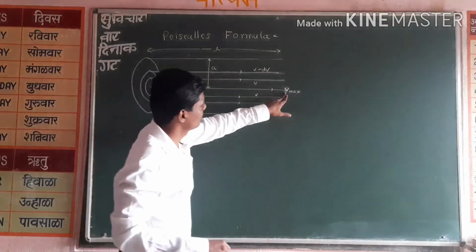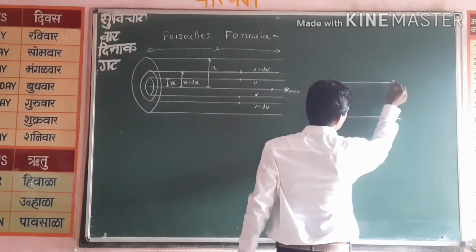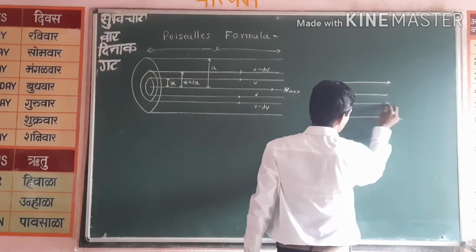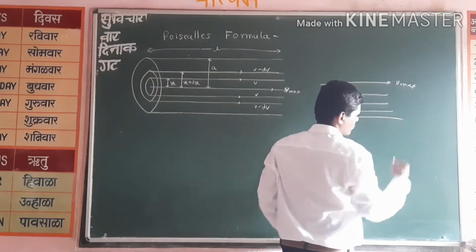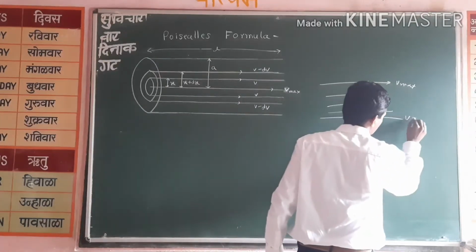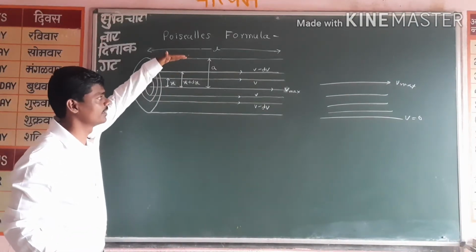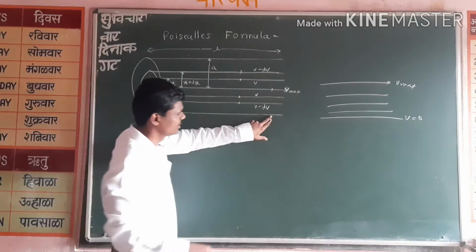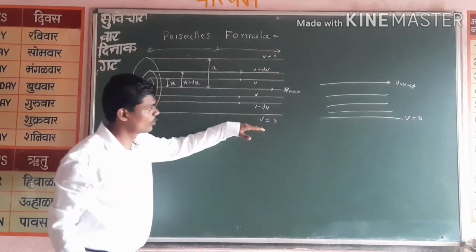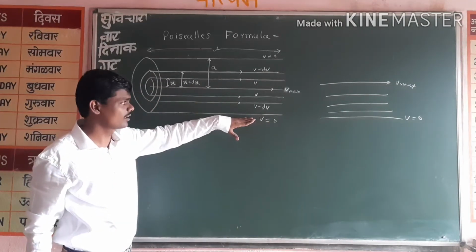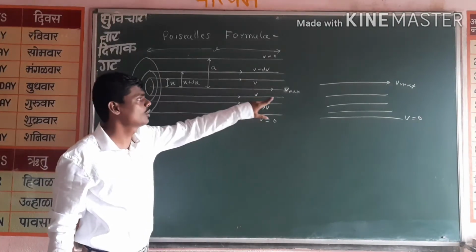Now here the velocity is maximum at the center. In the last lecture we have seen that the topmost layer was at a high velocity, V max, and the layer in contact with the surface was at 0. So here we have two contact surfaces, this one and this one, because it is a capillary. Here the velocity is 0, here also 0. As we go away from the surface contact, the velocity increases towards the center of the capillary tube, so it is V max.